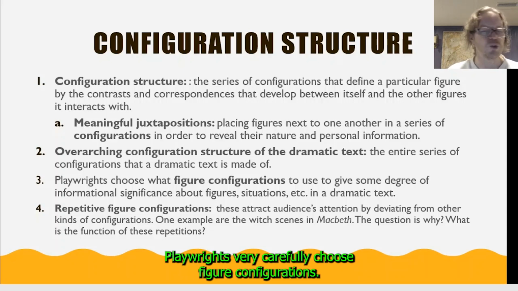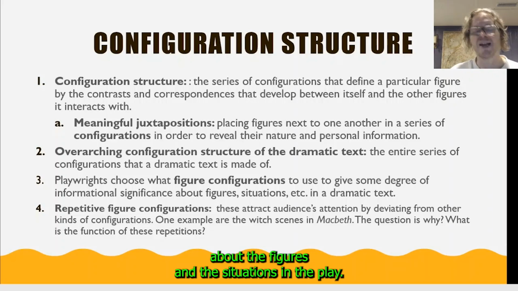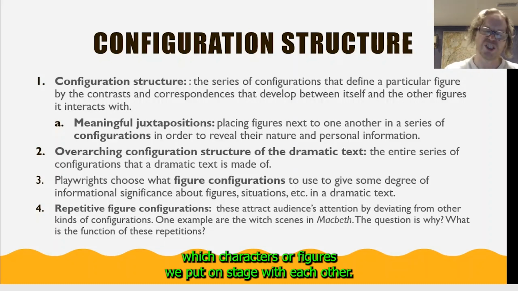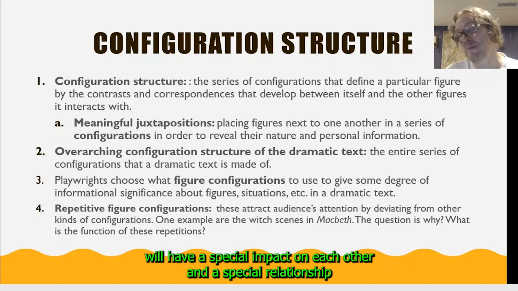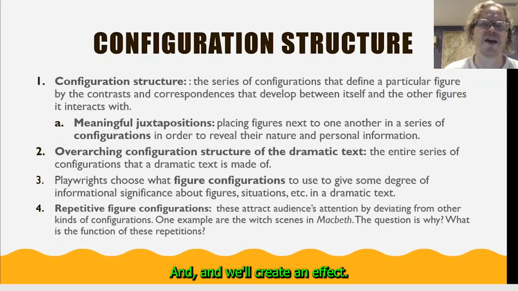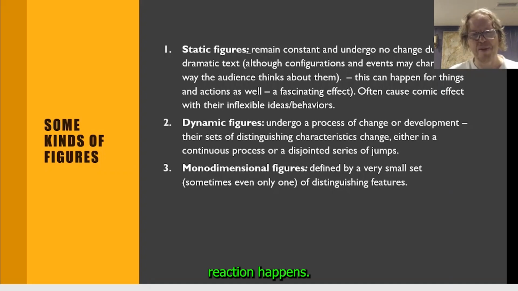Playwrights very carefully choose figure configurations. They use them to give a degree of informational significance about the figures and the situations in the play. So it's a strategic choice what configurations we choose, which characters, figures we put on stage with each other. That's a choice because two figures will have a special impact on each other and a special relationship with each other, and will create an effect. Think of it as figure chemistry. You put them together and an explosion of some sort happens, or some sort of a reaction happens.